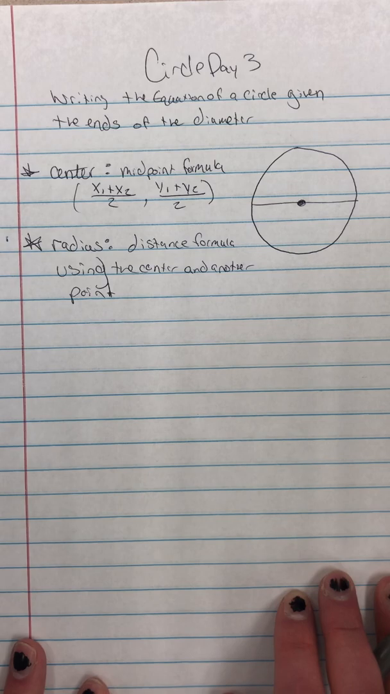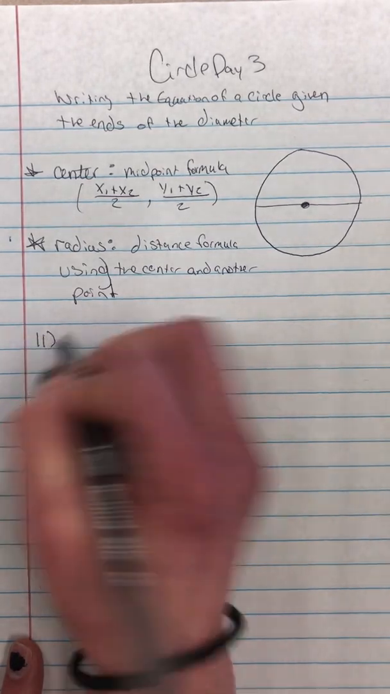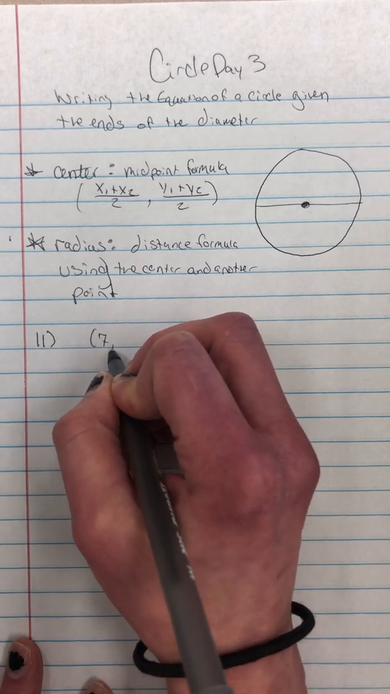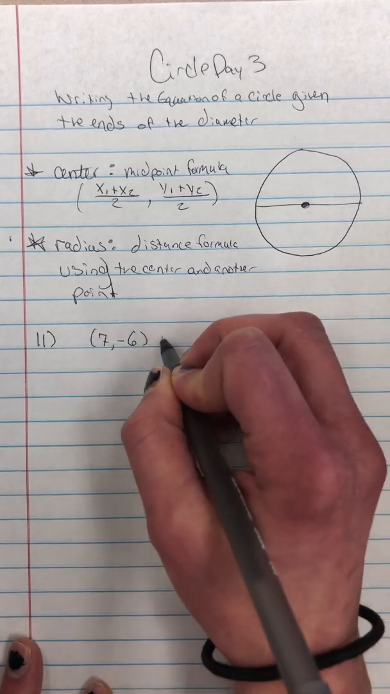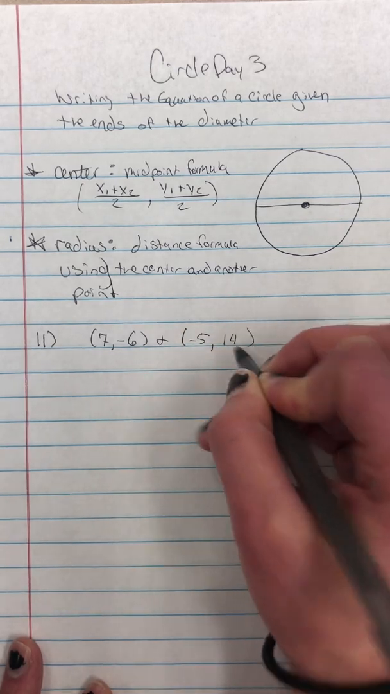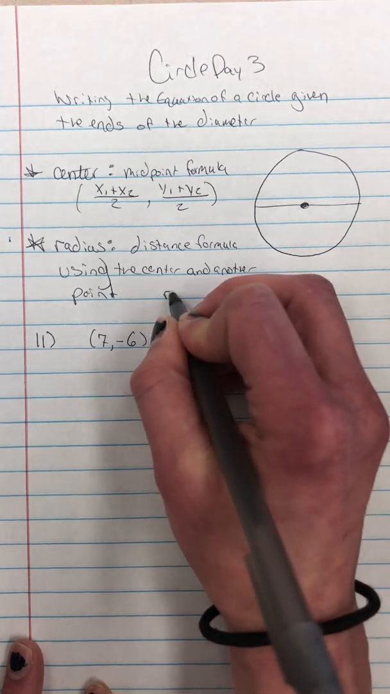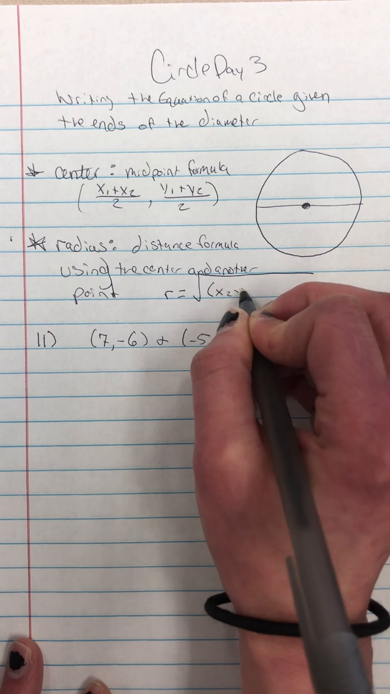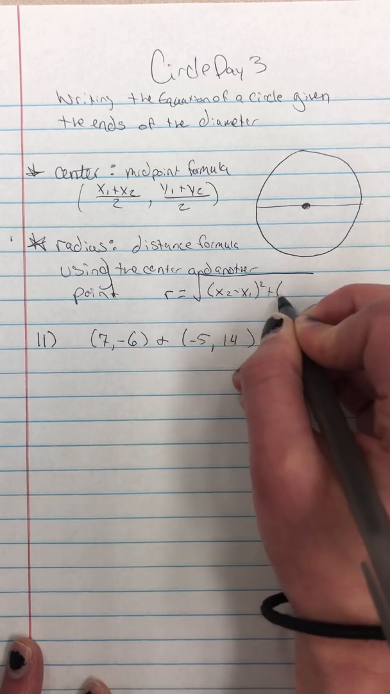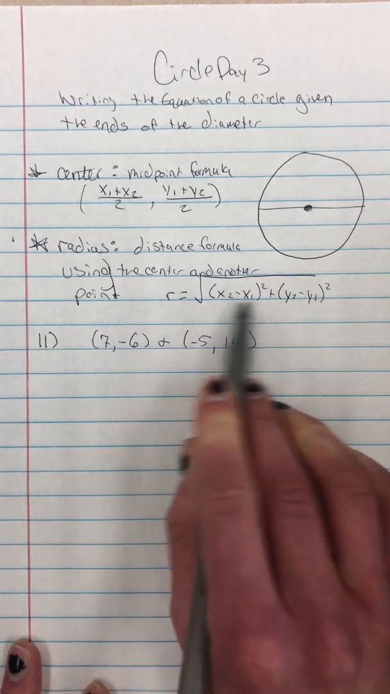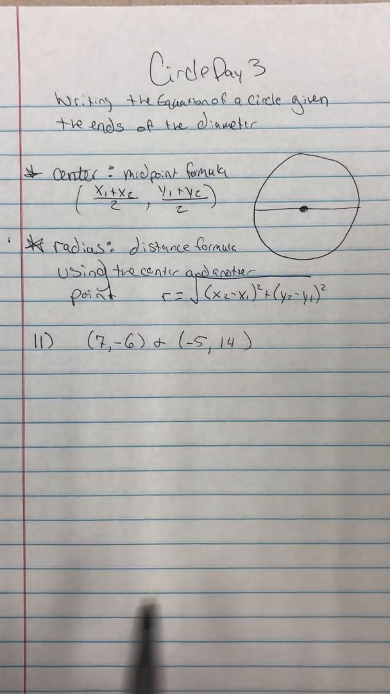Let's look at number 11 on your notes worksheet. The ends of the diameter are (7, -6) and (-5, 14). Also, I forgot to write the distance formula: the square root of x2 minus x1 squared plus y2 minus y1 squared. Be careful on these squares.